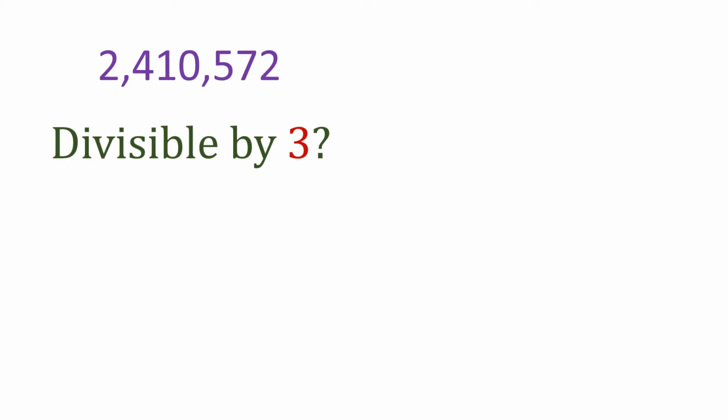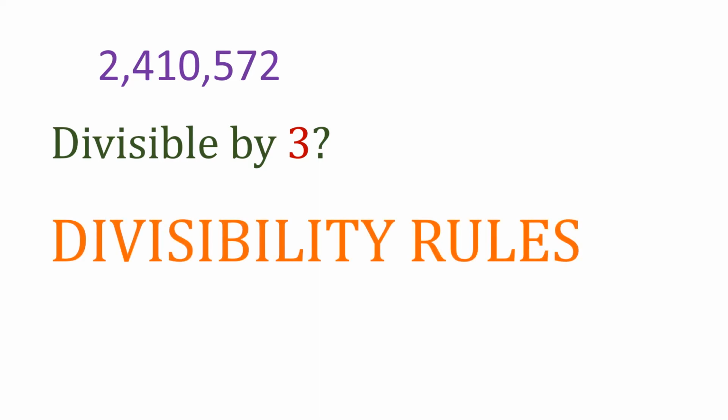Now how about this? We have a number 2,410,572, and your task is to determine if this is divisible by 3. Now how are you going to do it? Are you going to do the same method? Doing the same method will take a lot of time for you to get the answer, as this involves a very big number. This is the reason why you need to learn divisibility rules, as these rules will help you determine faster if these big numbers are divisible by these smaller numbers.